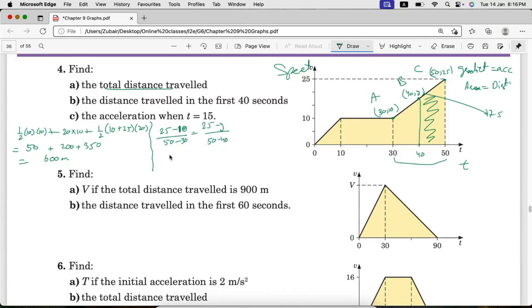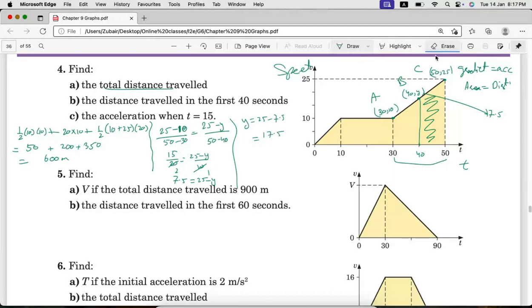25 minus 10 is 15 over 20 equals 25 minus Y over 10. Cancels out, this is 2. That makes it 7.5 is equal to 25 minus Y. Rearranging, Y is equal to 25 minus 7.5. So 25 minus 7.5 is 17.5.